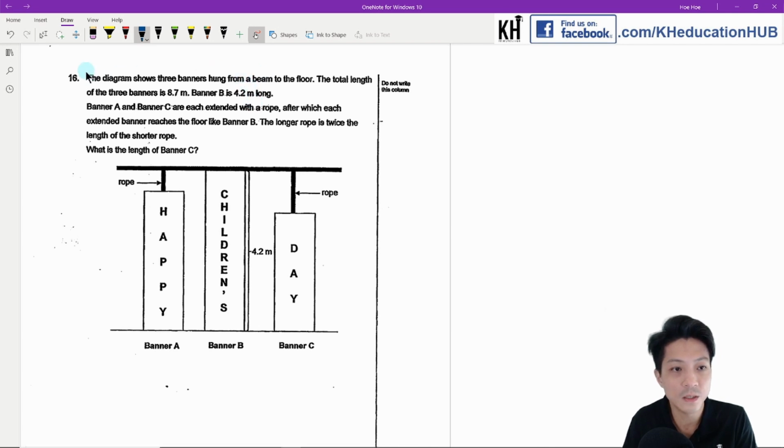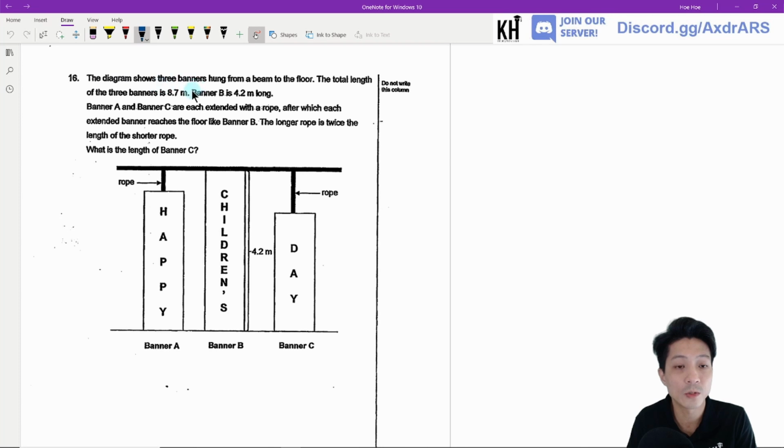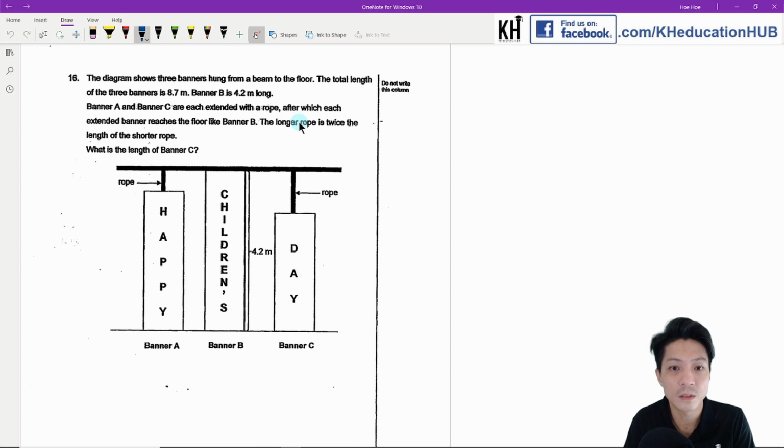Okay, let's move on to question 16. The diagram shows 3 banners hung from a beam to the floor. The total length of the 3 banners is 8.7 meters. Banner B is 4.2 meters long. A and C are each extended with a rope, after which each extended banner reaches the floor like banner B. The longer rope is twice the length of the shorter rope. So this is like twice.